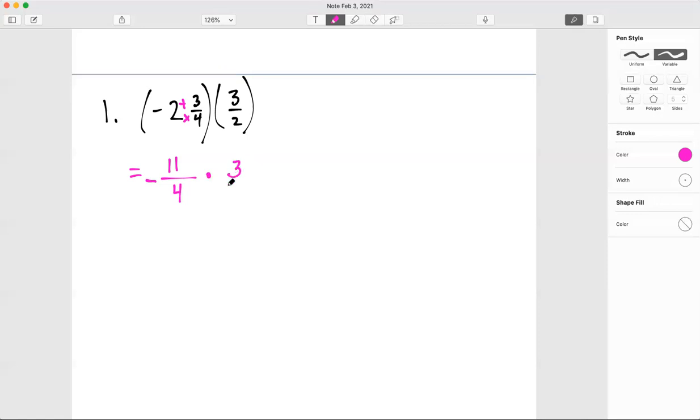Now we can multiply this. 11 times 3 is 33. 4 times 2 is 8. And it's negative because we had one negative, one positive. Can we divide 33 and 8 by something in common? No. So that's it. That's our answer.